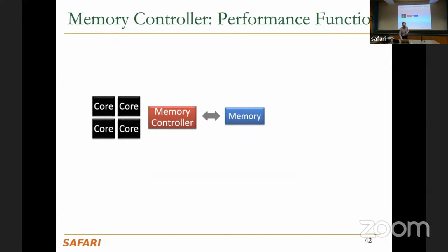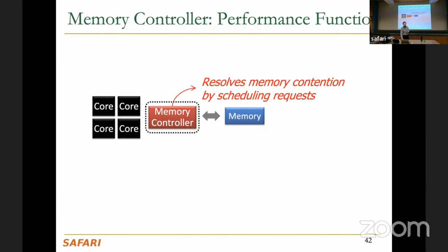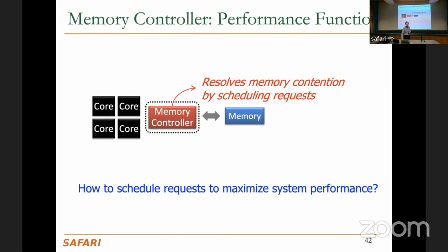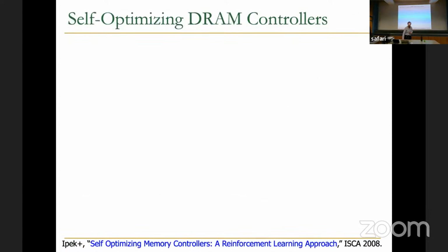Okay, so let's talk about the stream a little bit, and then we're going to take a break. But basically, we're just looking at the performance function, not even other stuff, energy, power management, etc. The memory controller's job is to resolve memory contention by scheduling requests. The question that we're going to look at is how to schedule requests to maximize system performance.